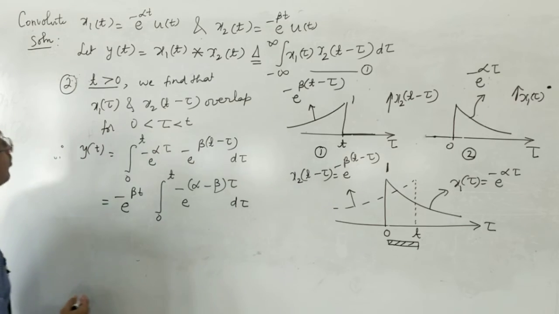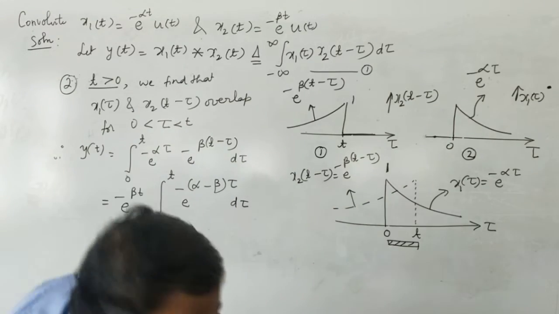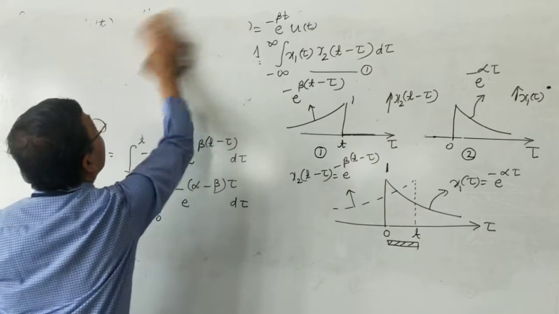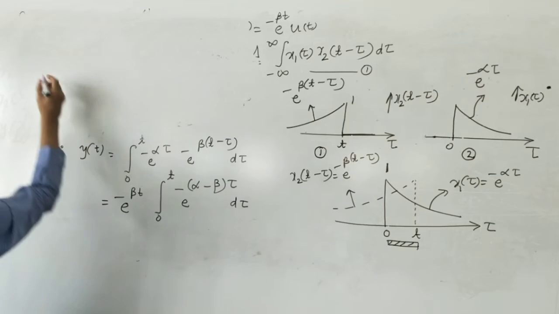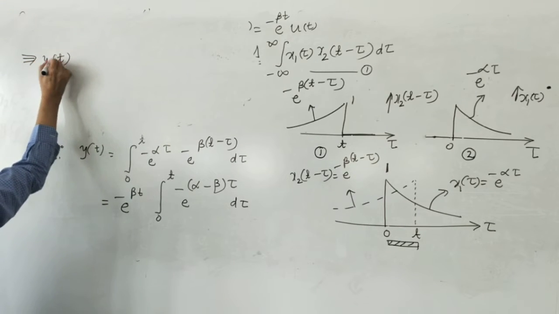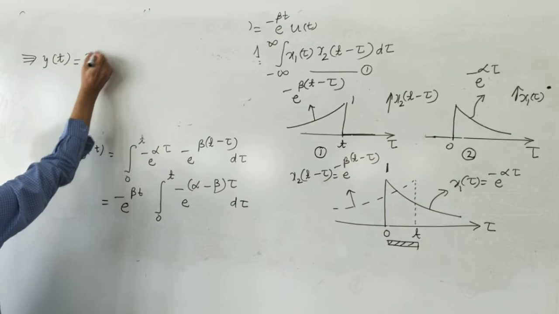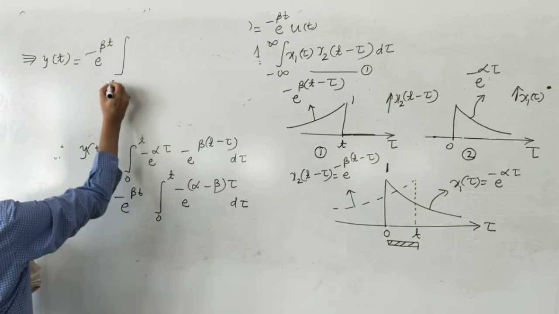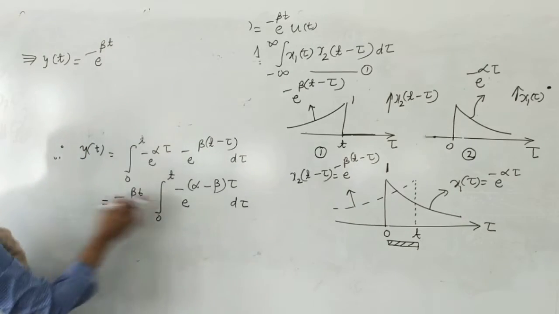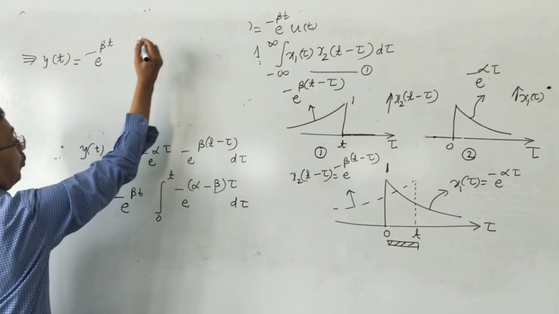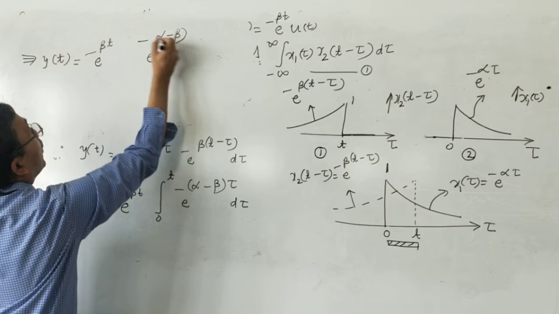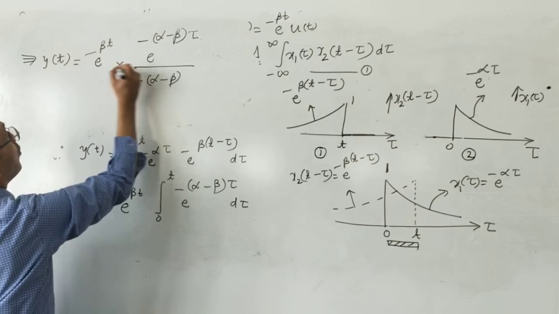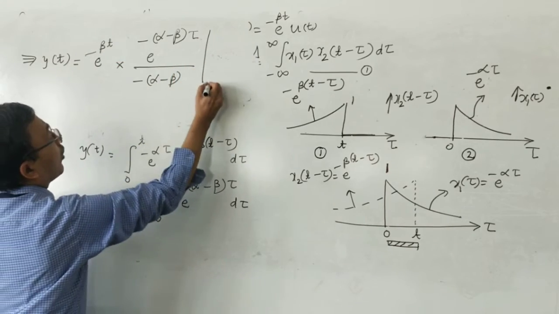This has to be integrated now. This implies y of t equals e to the power minus beta t integration from 0 to t. Integration is okay. I do the integration. Integrate this exponential. So you get e to the power minus alpha minus beta into tau divided by minus of alpha minus beta. Between the limits for tau from 0 to t.